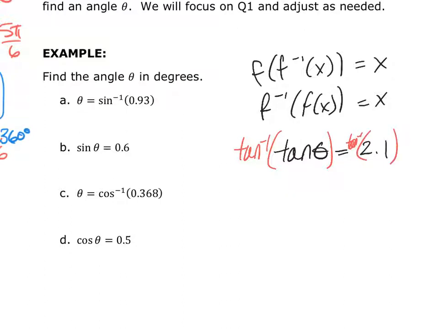Using the rule that I just wrote in terms of f inverse of f and f of f inverse, I know that this side will become theta, and this side becomes the tangent inverse of 2.1. And that's how you're going to do B, and that's how you're going to do D. All the rest of them, you just put those babies in your calculator and you walk away a happy person. So go ahead and do A through D. I'll give you a couple of minutes to do that.